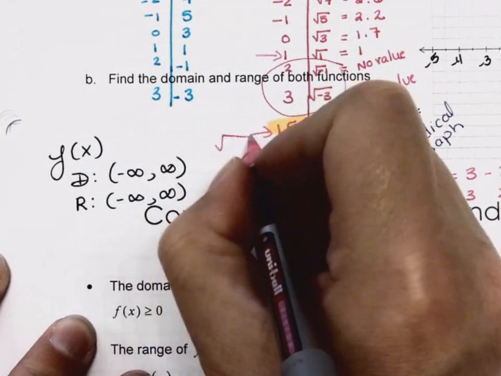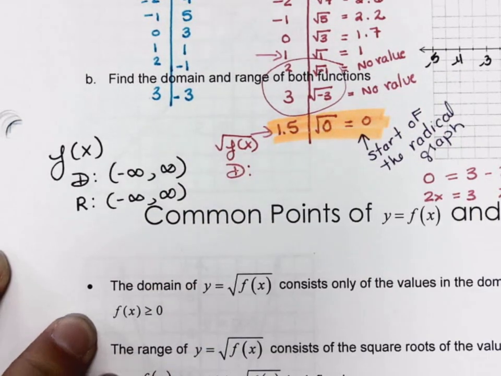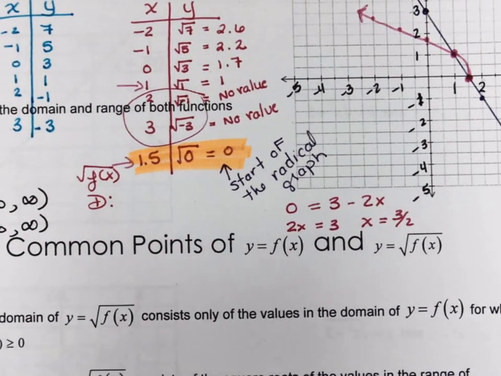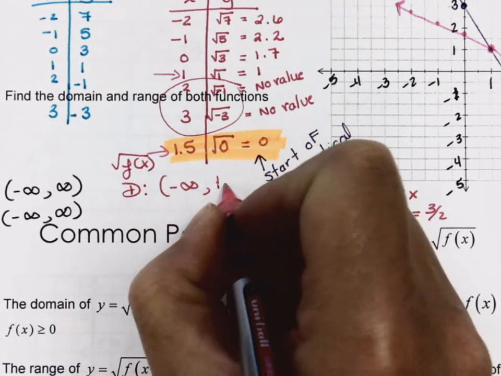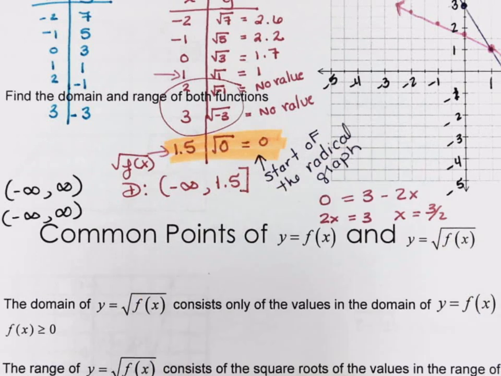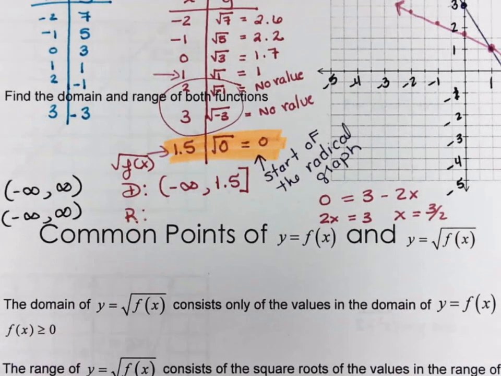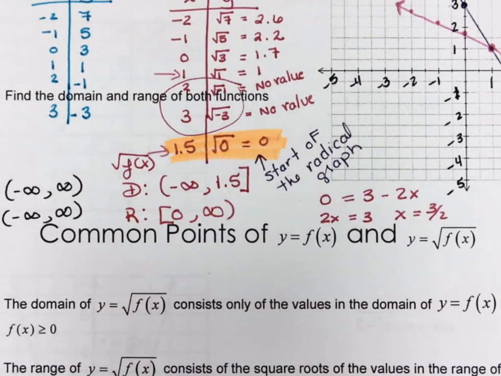Now, if I'm going to do my radical function, what's my domain? Exactly. So we've got negative infinity to positive 1.5, inclusive. And if you switch the order of those, ladies and gentlemen, that's a half mark deduction. And the range, 0 inclusive to infinity.